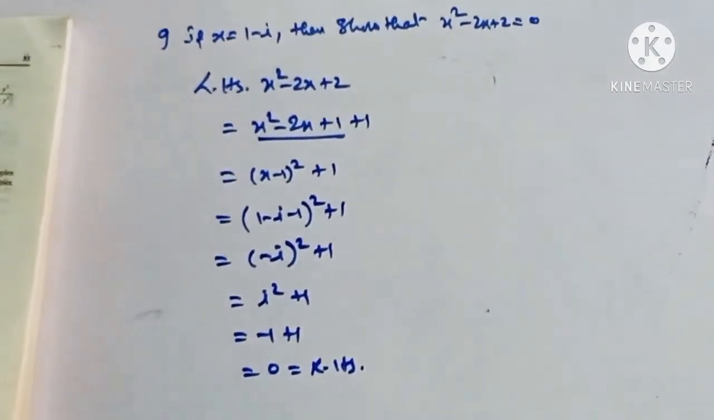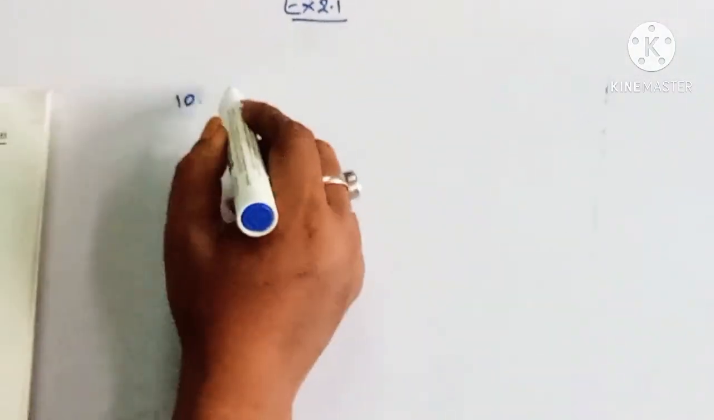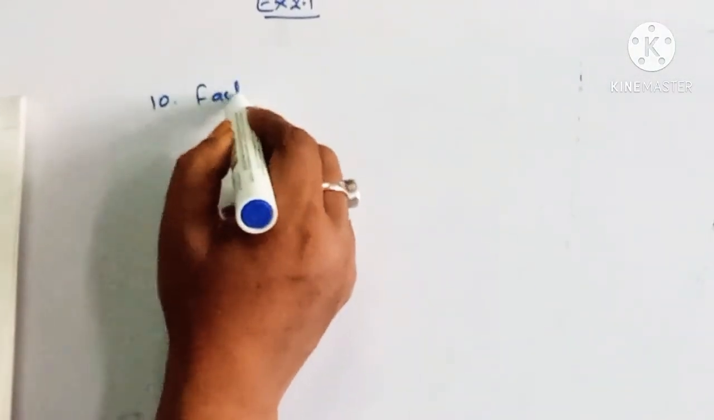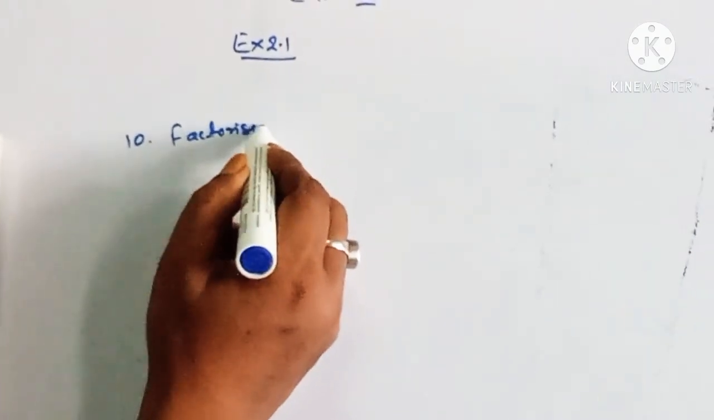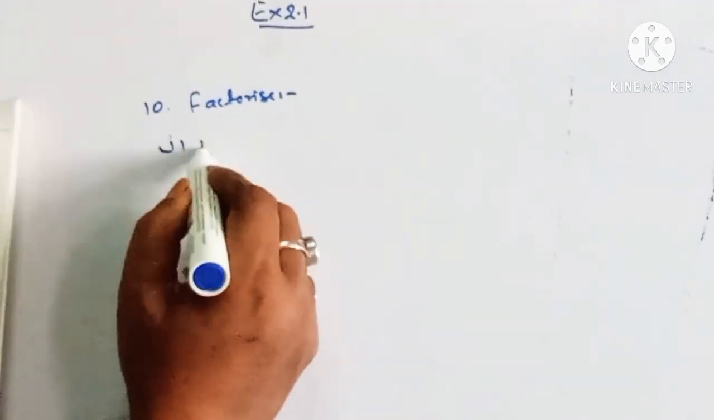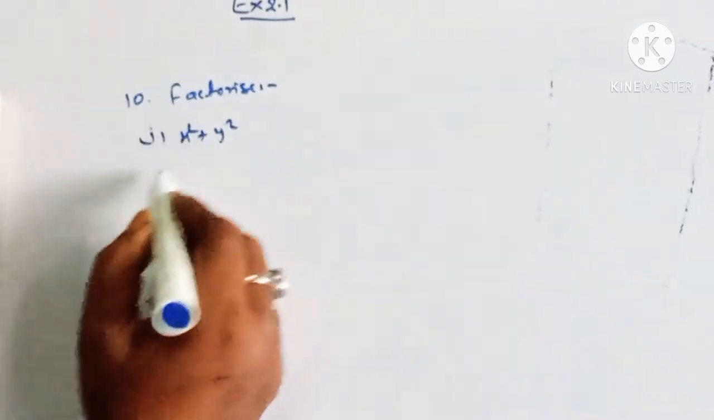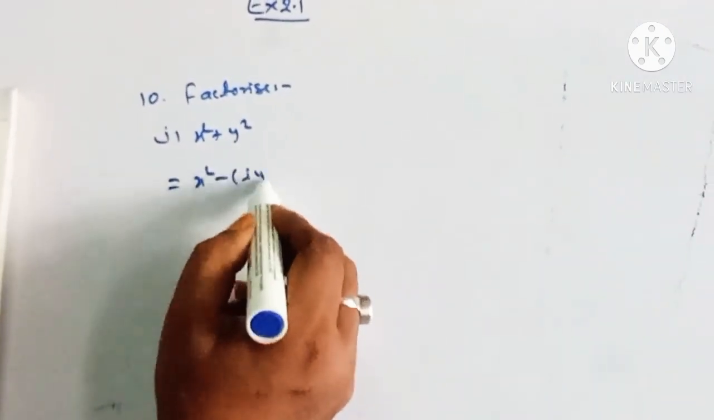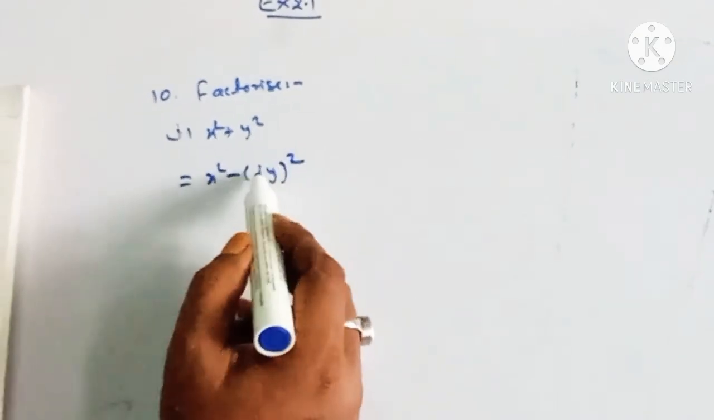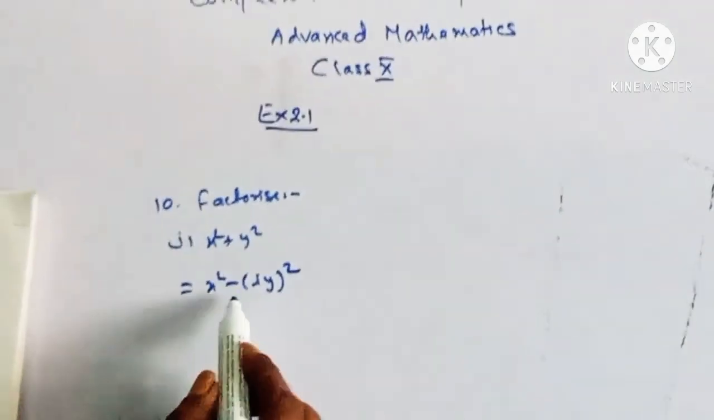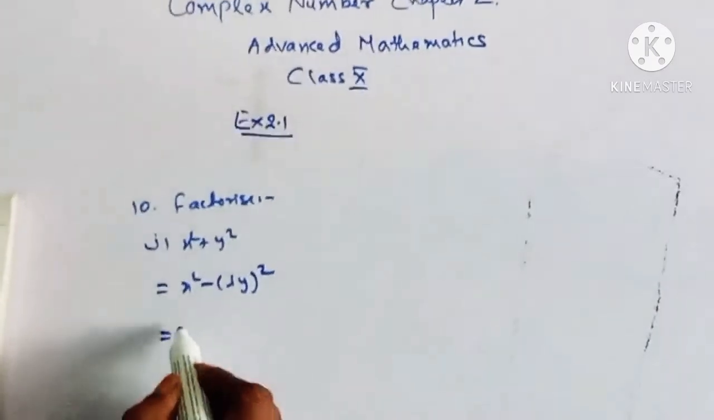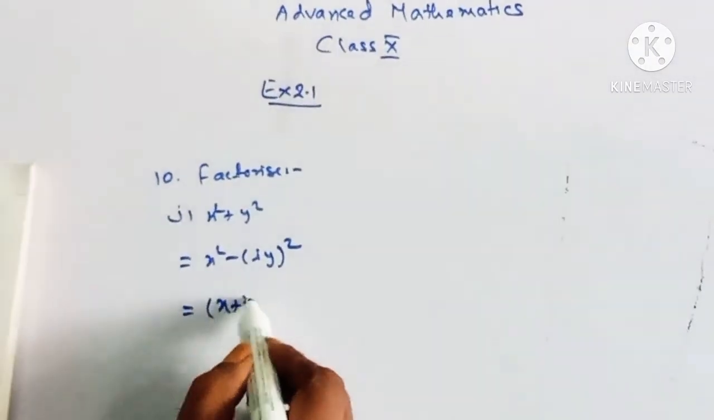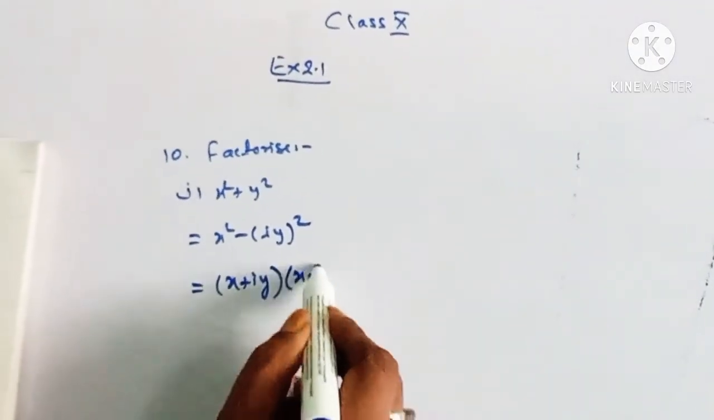Now question number 10, this is the last question of this exercise. Question number 10: you have to factorize. See how to factorize. First, x square plus y square. I can write this as x square minus (iy) the whole square, because i square is minus 1 and minus into minus is plus. So this becomes (x plus iy) into (x minus iy).